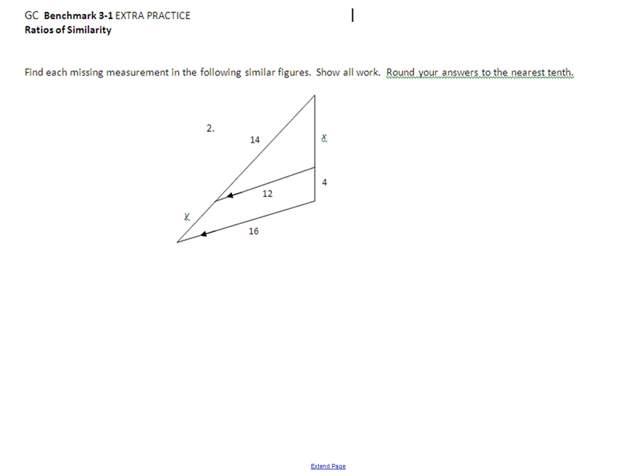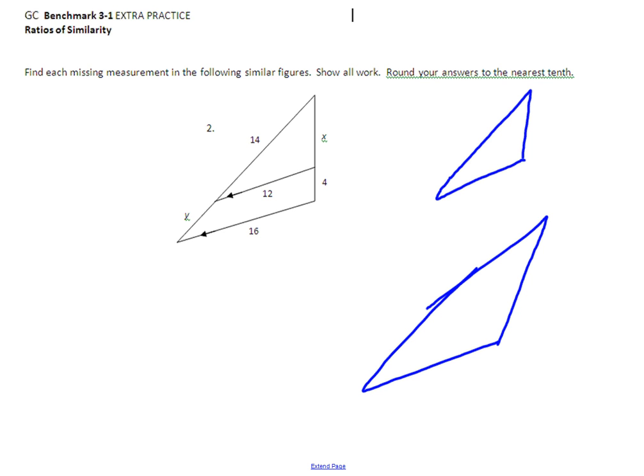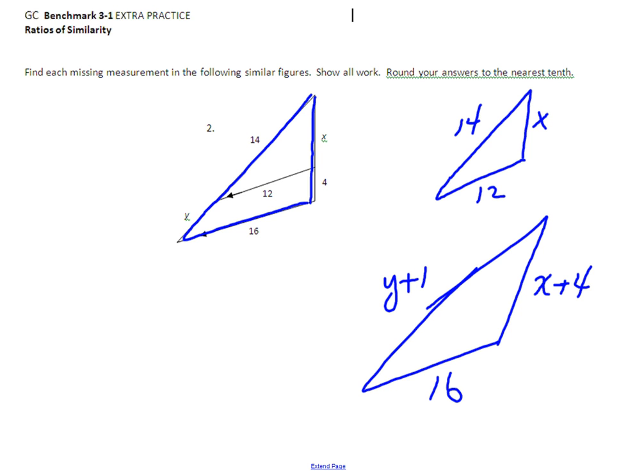And then this other problem, I have two overlapping triangles. I'm going to redraw them so it's easier to see. In the small triangle on top, I have an X, a 14, and a 12. On the right side for the larger triangle, from here all the way down, I have X plus 4. Whatever the value of X is, I'm going to add 4 to it. On the bottom, I have a 16. And on this long side, I have Y plus 14. So the ratio I'm going to use is my 12 and my 16. I see those numbers are in the same spots.